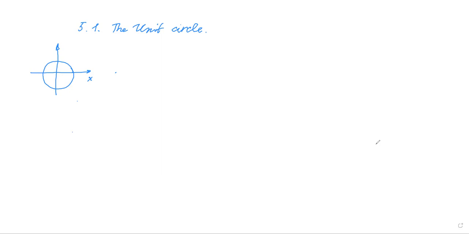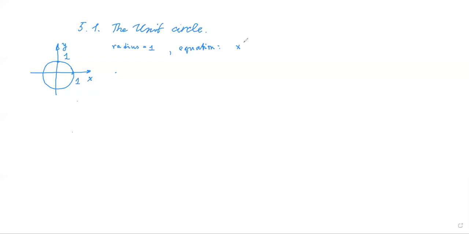So what is a unit circle? The unit circle is a circle with a radius of 1 unit. So it goes through 1 on the x-axis and on the y-axis, and I'm going to say radius equals 1 unit. What is the equation of the unit circle?